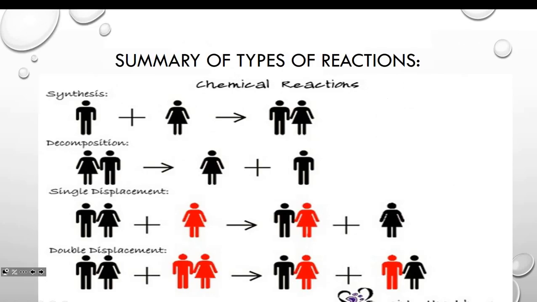Summary of all the types we talked about so far. So synthesis, combining; decomposition, falling apart; single replacement, one person gets replaced. It could be the girl or it could be the guy, so the positive or the negative. Double replacement, we just switch partners.